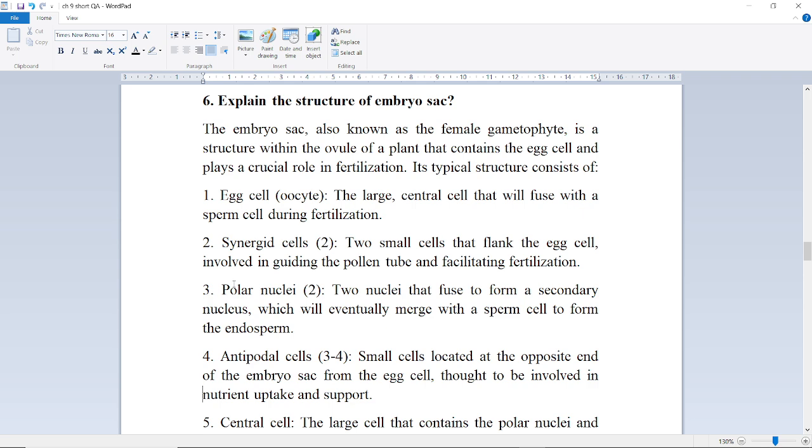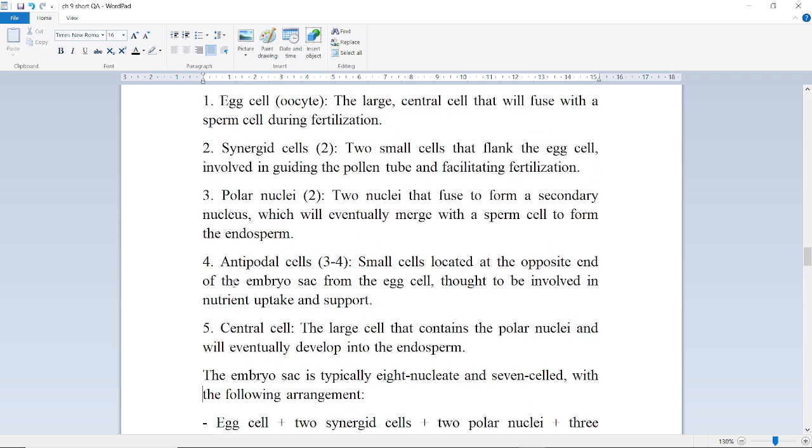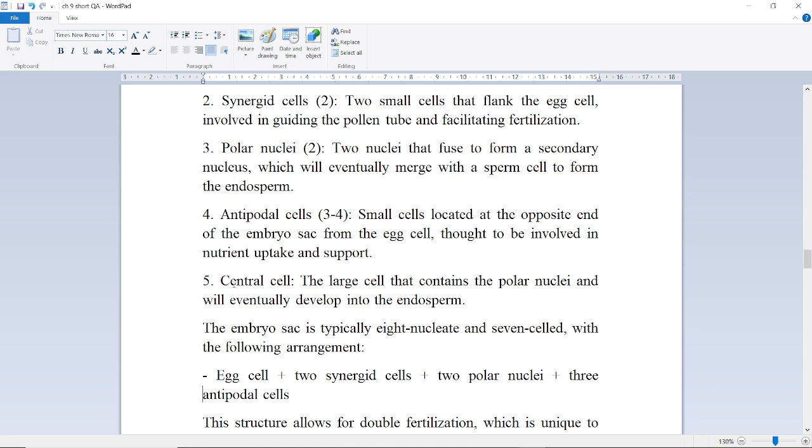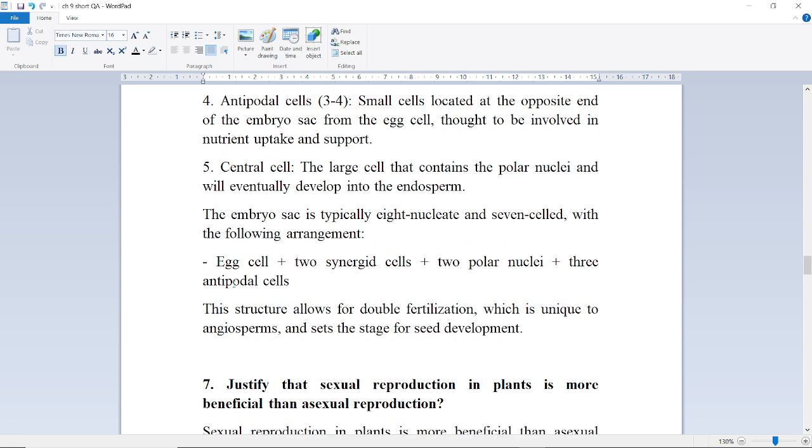Next is central cell, the large cell that contains the polar nuclei and will eventually develop into the endosperm. The embryo sac is typically 8 nucleate and 7 celled with the following arrangement: egg cell plus 2 synergid cells plus 2 polar nuclei plus 3 antipodal cells. This structure allows for double fertilization, which is unique to angiosperms and sets the stage for seed development.